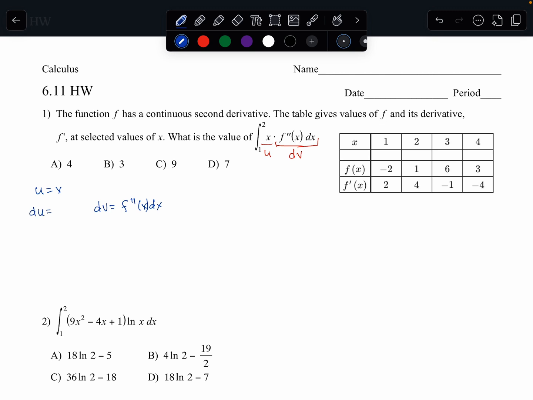du/dx will be equal to 1. I'm just going to call this du is equal to dx, because we want dx on the right side. And then v will be the antiderivative of f double prime, which is f prime of x. So this integral is going to be equal to u times v, which is x times f prime of x, minus the integral of v, which is f prime of x, times du, which is dx.